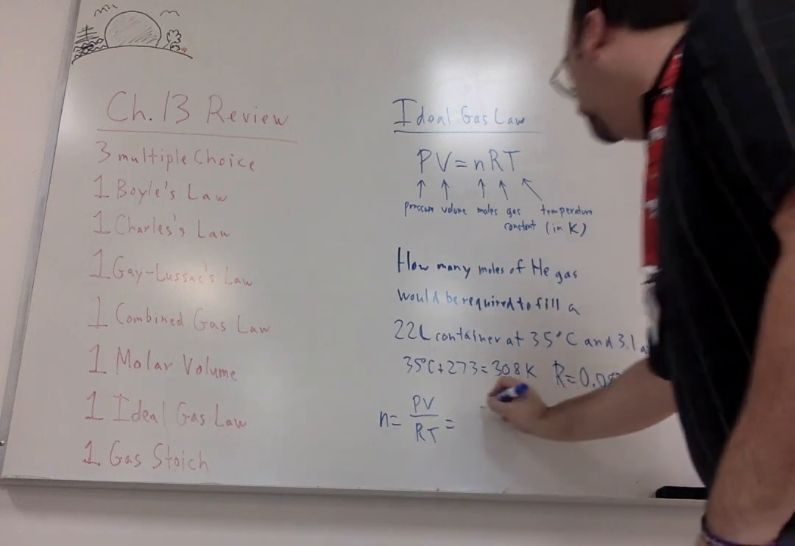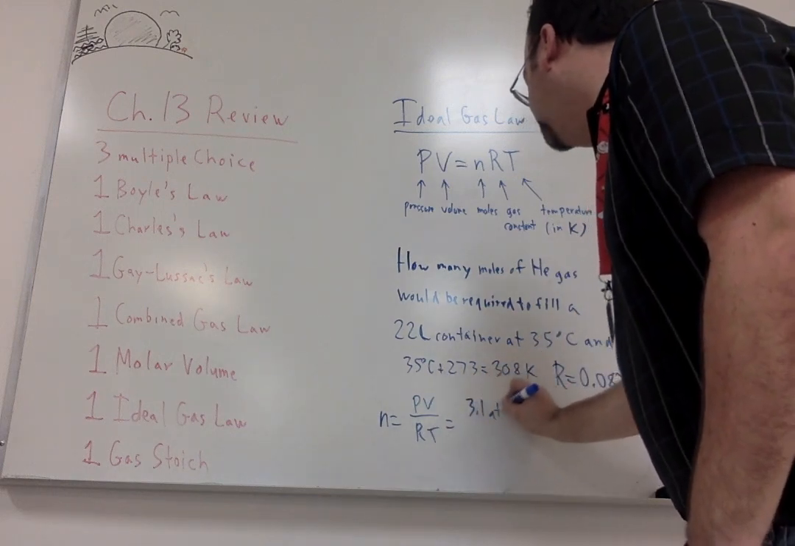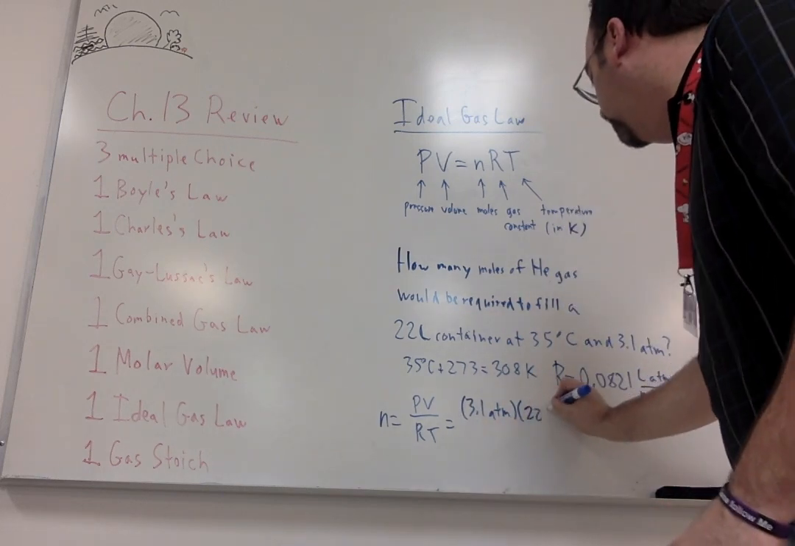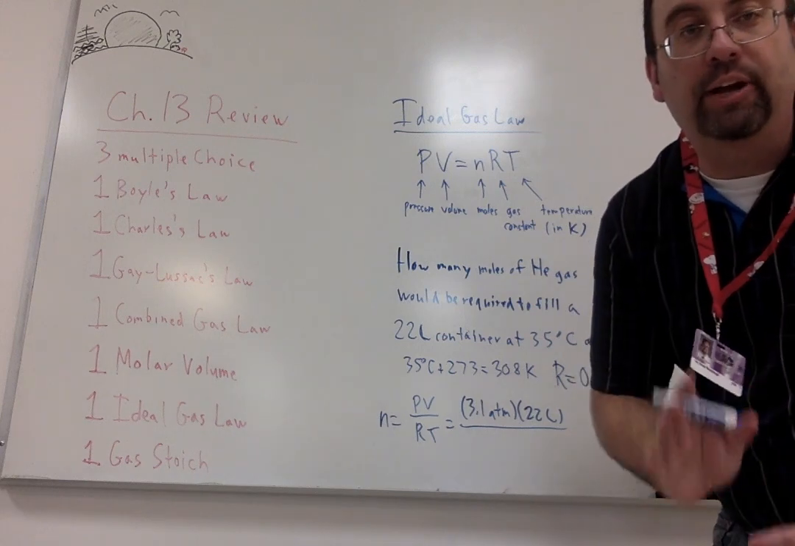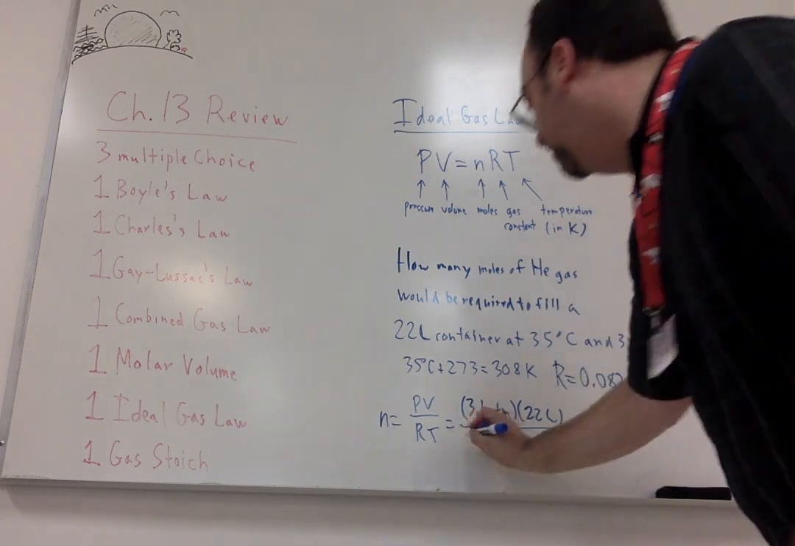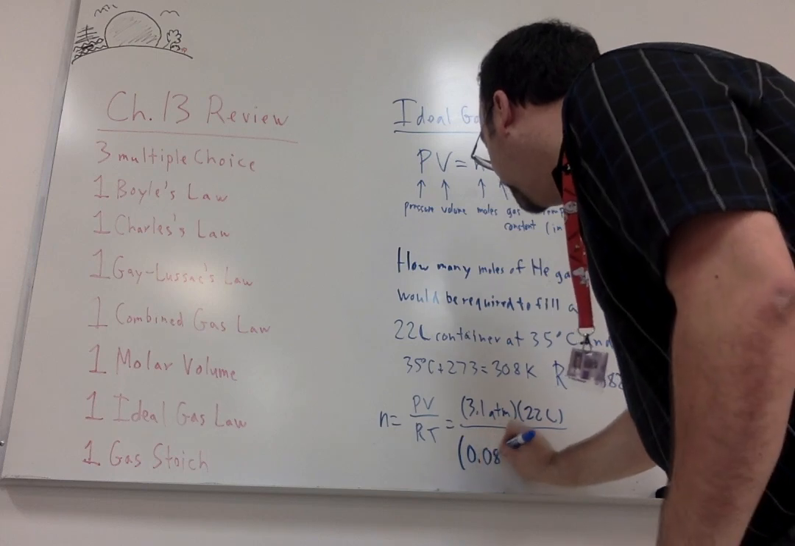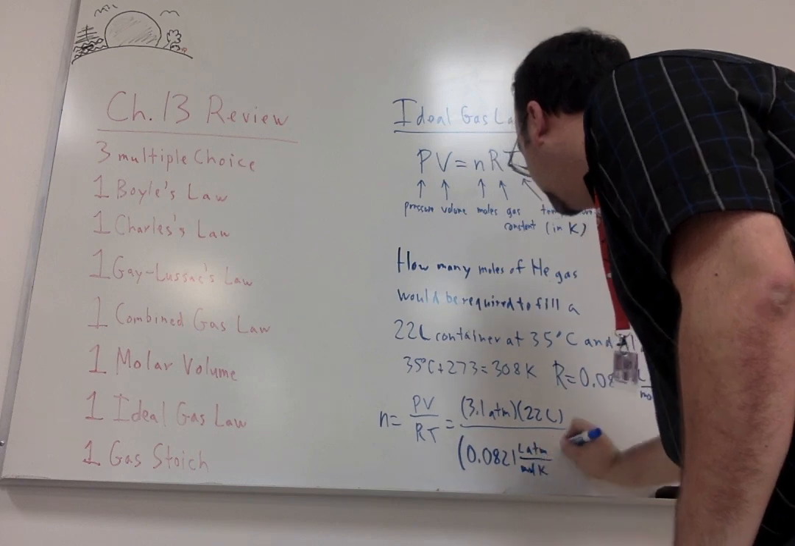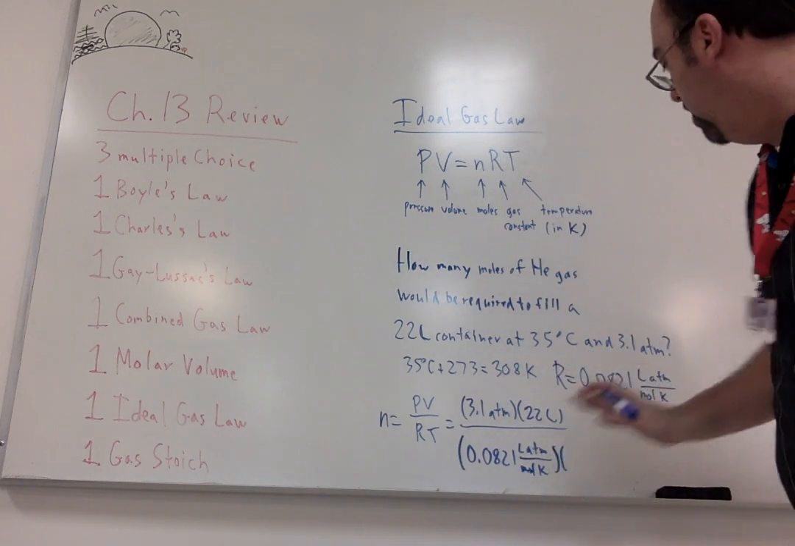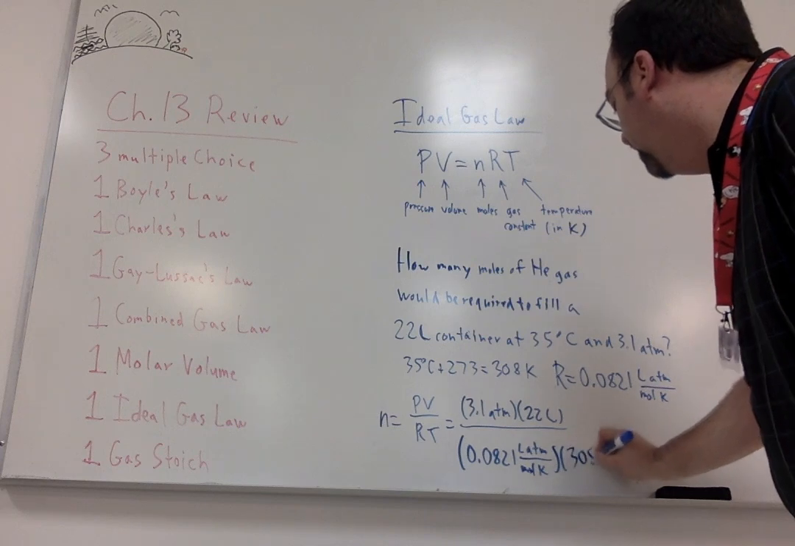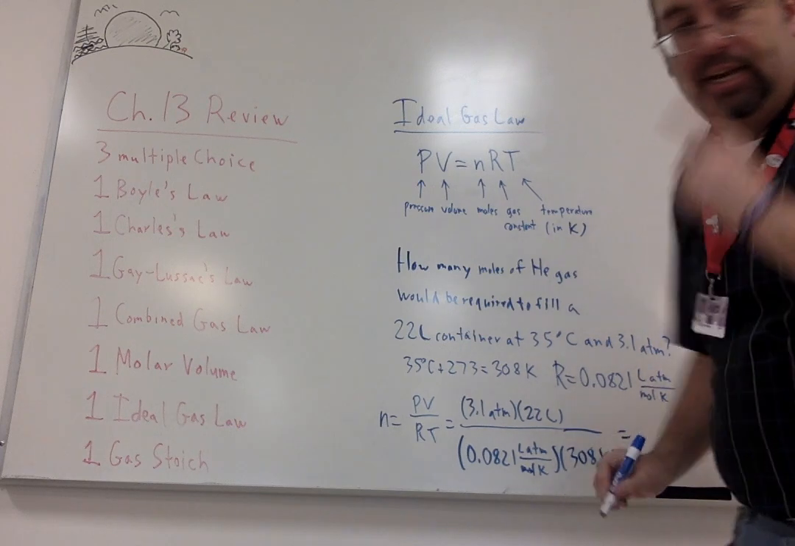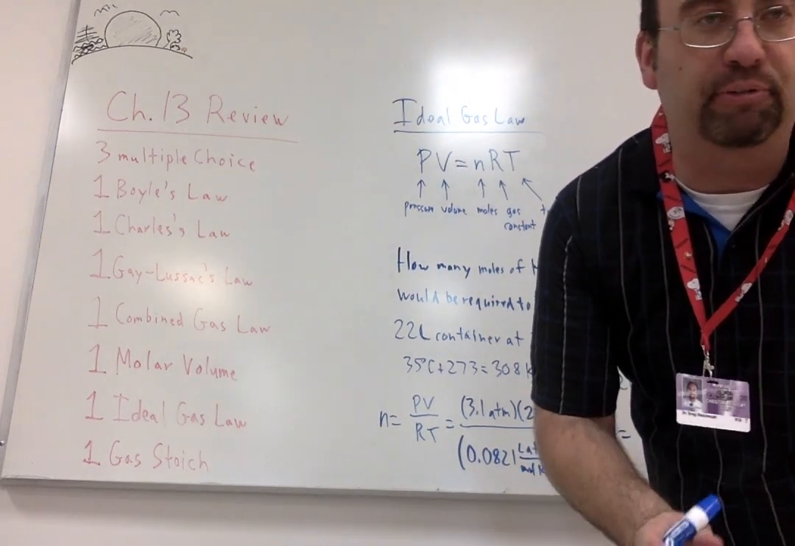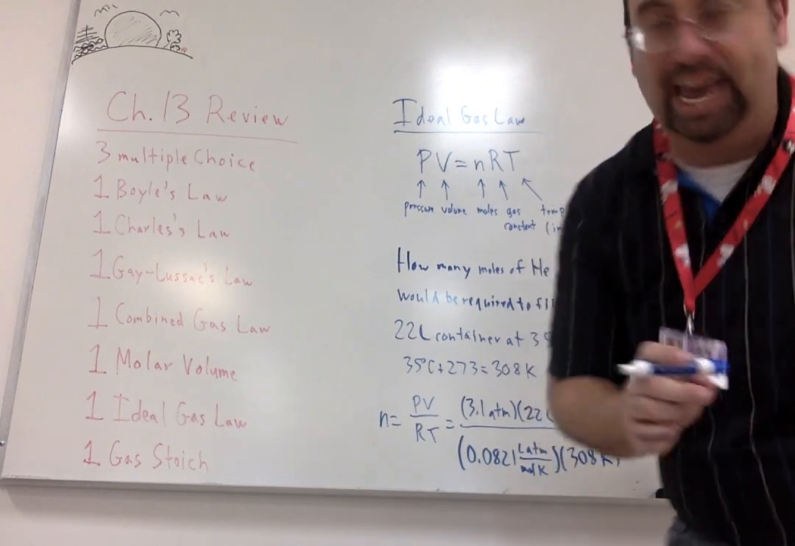So my pressure is 3.1 atmospheres. The volume is 22 liters. Our particular gas constant, because we're dealing with atmospheres, is going to be 0.0821 liter atmospheres per mole K. And then our temperature in Kelvin, we calculated to be 308 K. All right, and if we plug that in our calculator, we will see that our answer is going to be roughly 2.7 moles for that gas.